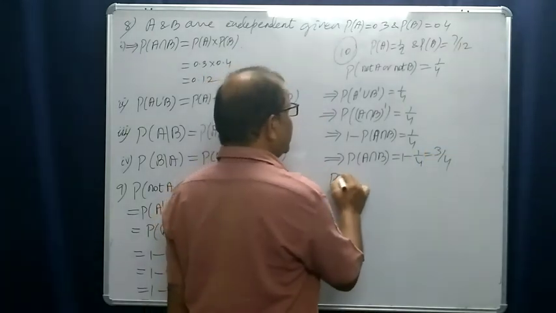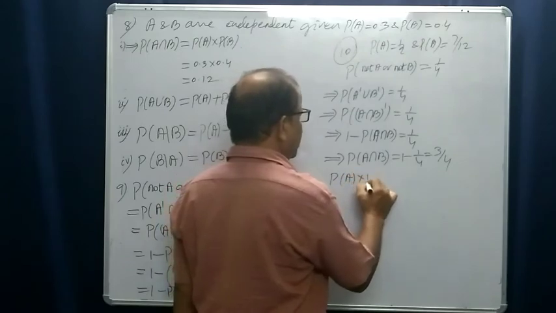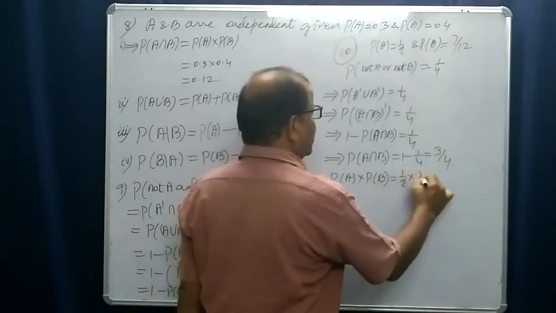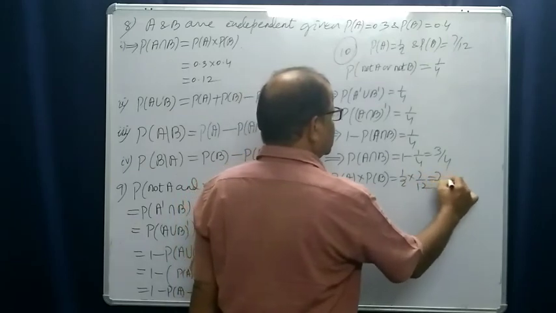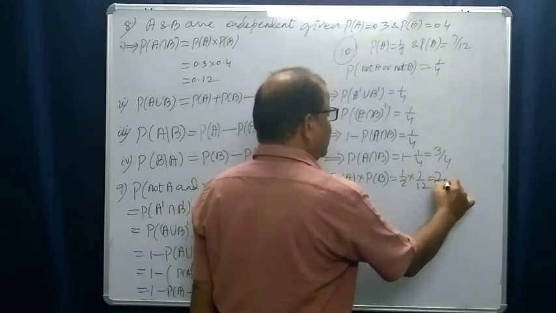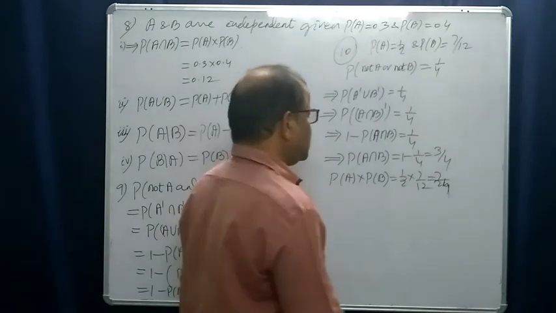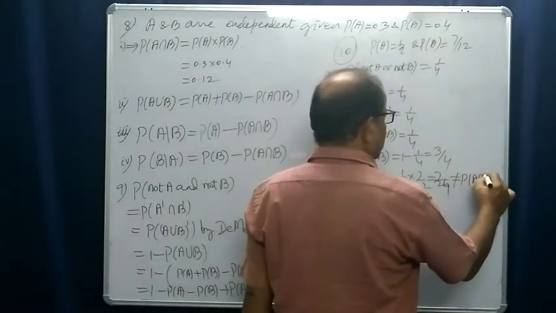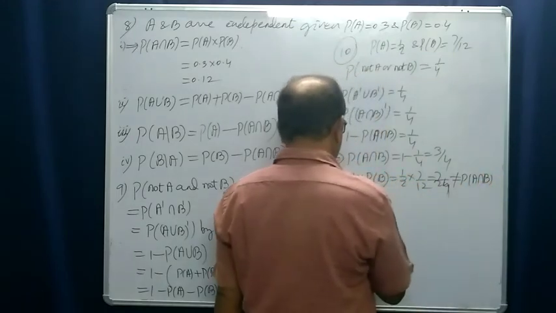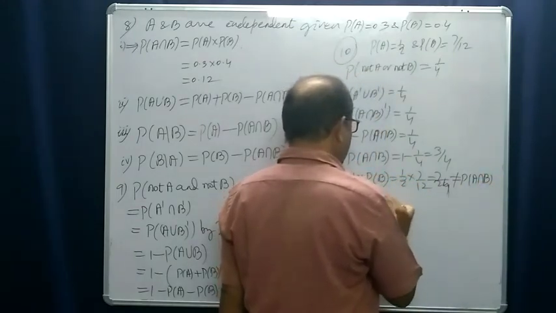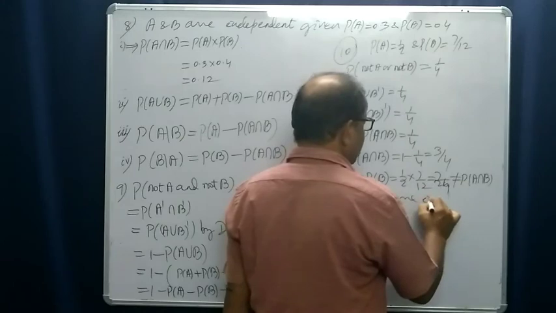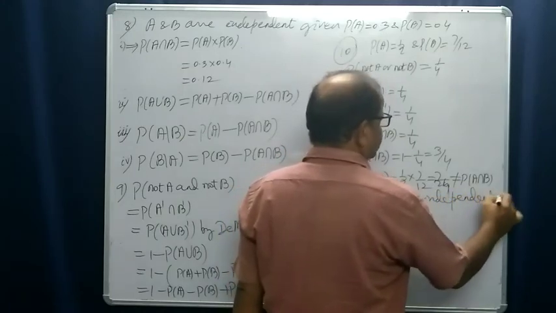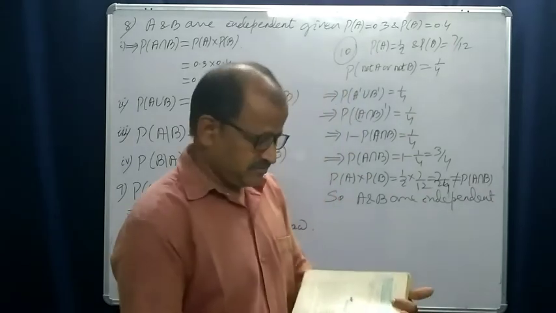But what is the probability of A into the probability of B? It is equal to 1 by 2 into 7 by 12, that is 7 by 24, which is not equal to the probability of A intersection B. So A and B are not independent.